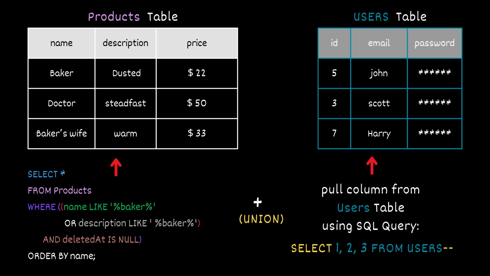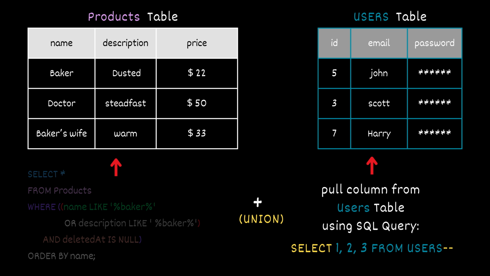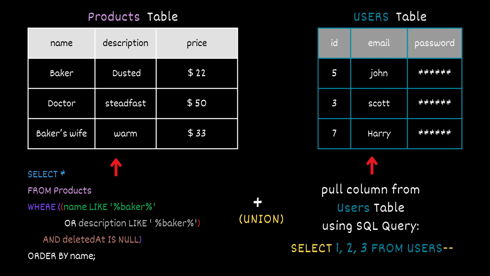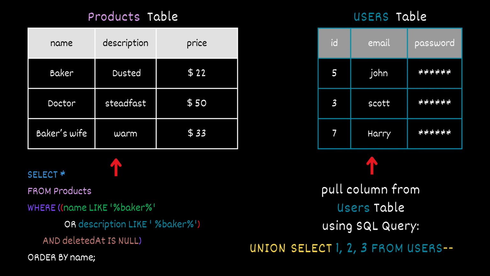Since Kim already knows the original query structure, retrieve all columns from the table products and filter rows where name or description contains Baker, he can use that knowledge to craft a second query, one that pulls data from the users table, and attempt to merge the two using union select. The union select will look like this: union select 1, 2, 3 from users --.